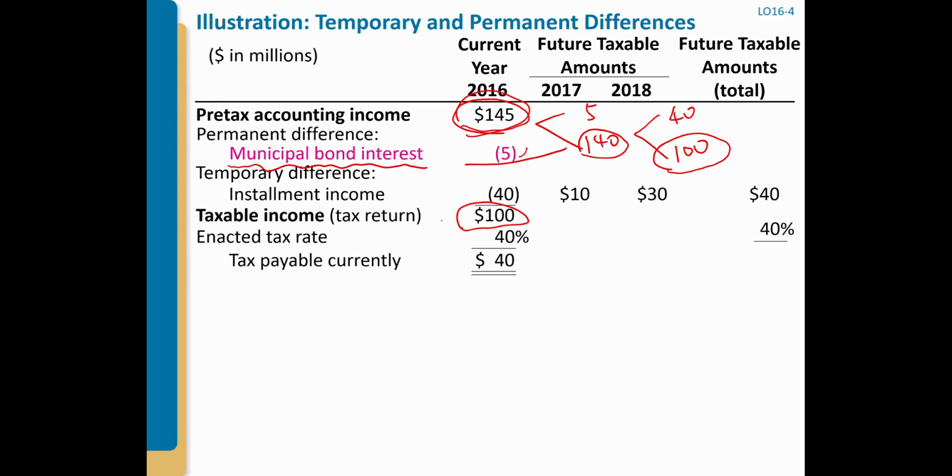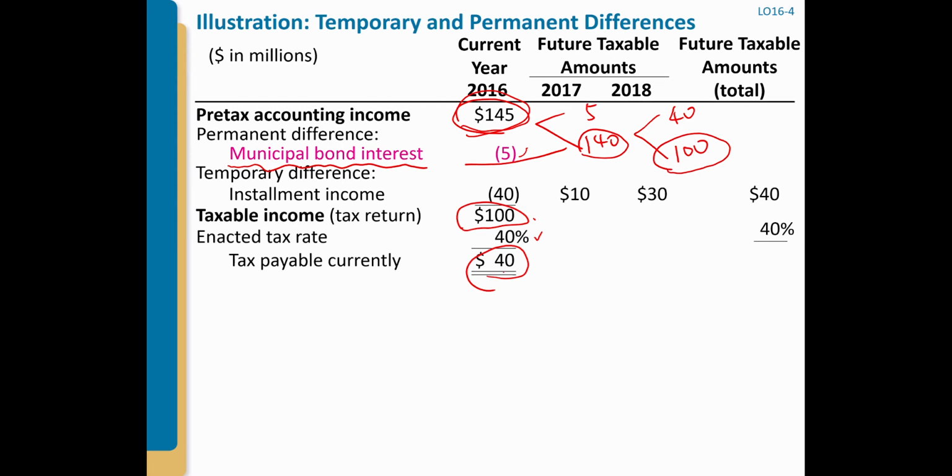If you don't have questions, then let me continue. Again, if you look at this situation, 145 minus 5, so we exclude 5, exclude the 40, then you should get a taxable income of 100. So for this 2016, taxable income is 100. Now the tax rate is 40%. 100 times 40%, that's how we get the tax due this year, which is 40 millions.